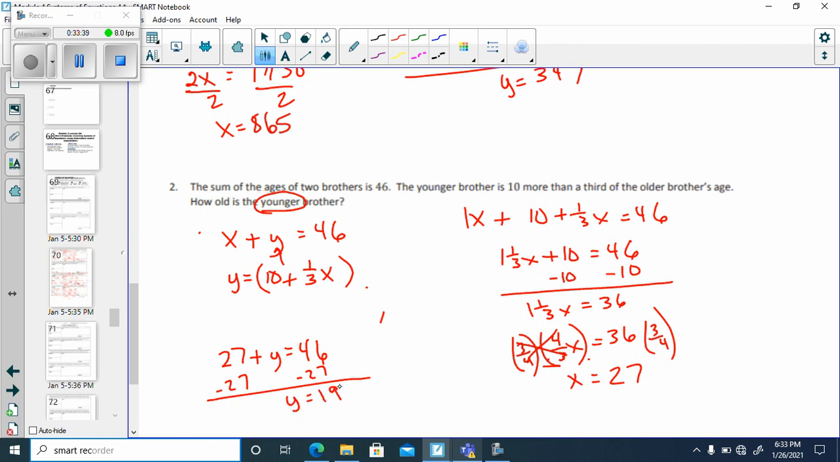Okay, that covers all the problems that we had in the workbook. And we have covered how to solve word problems using a system of linear equations.